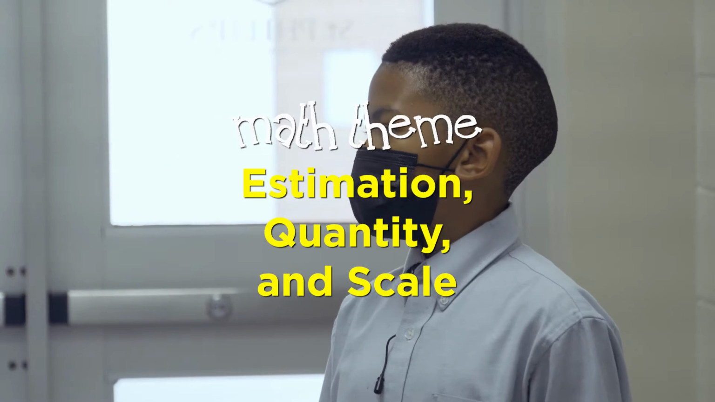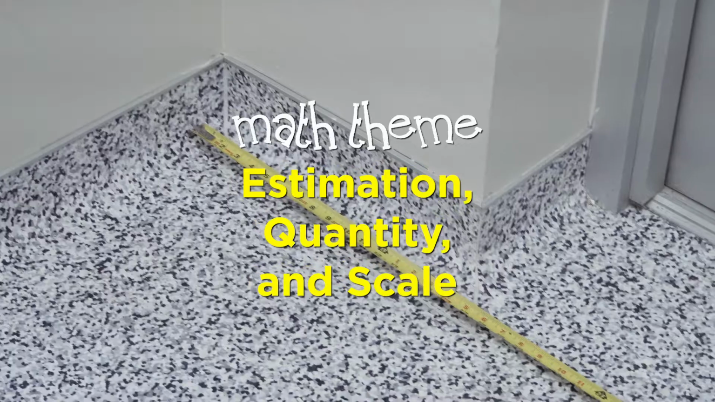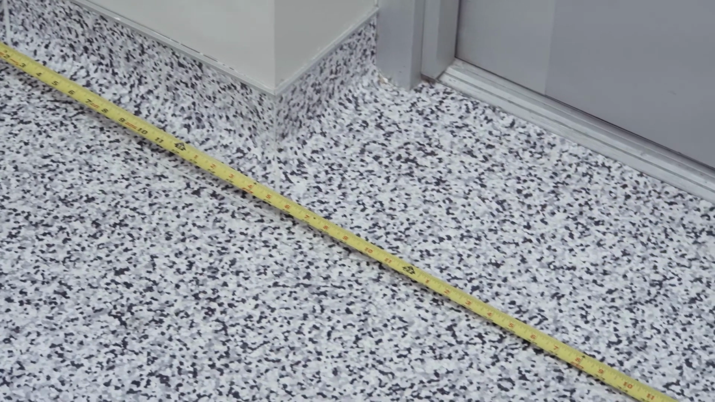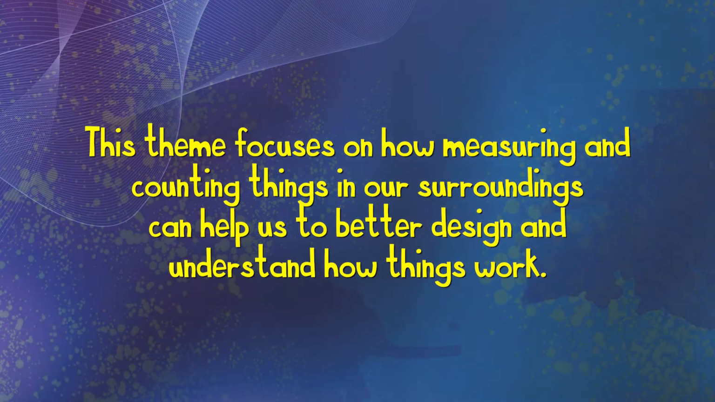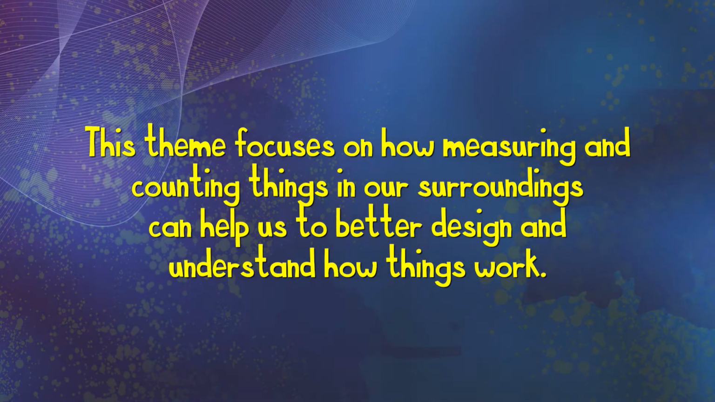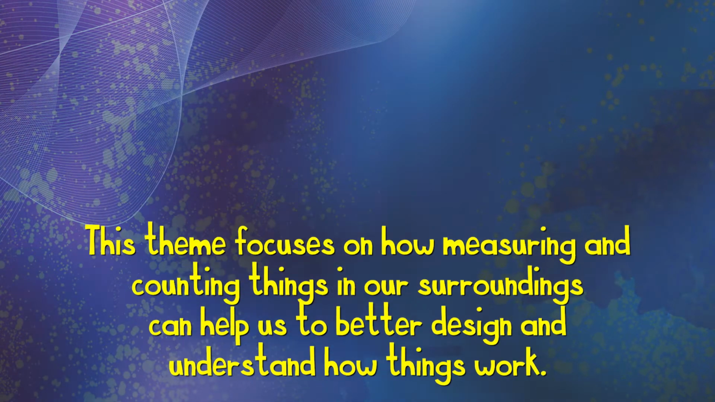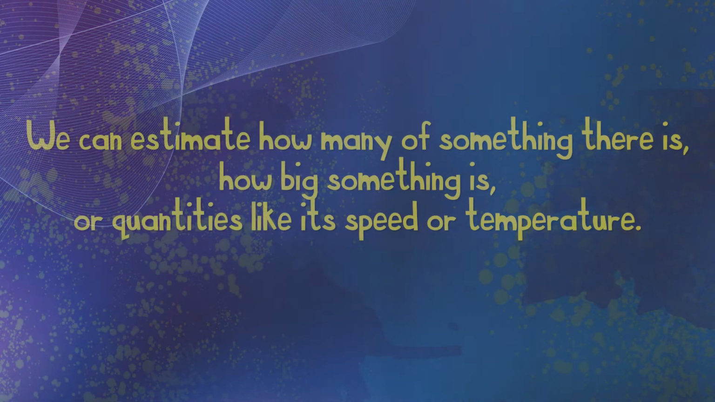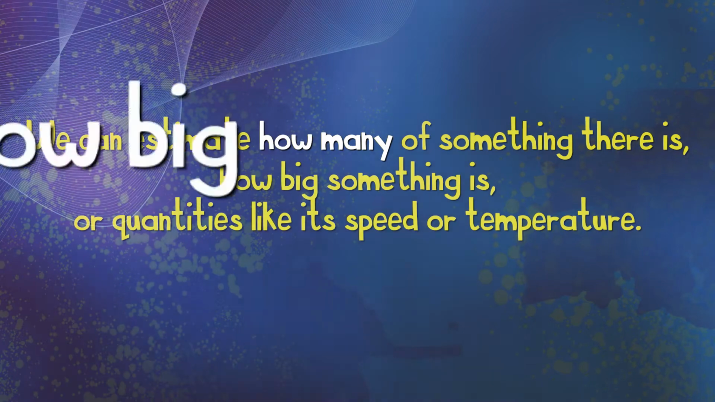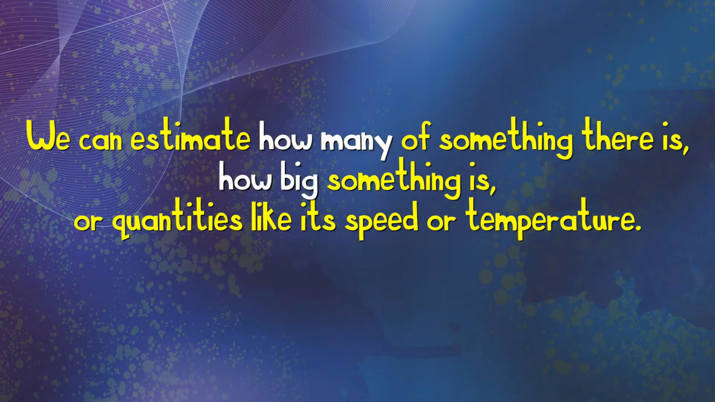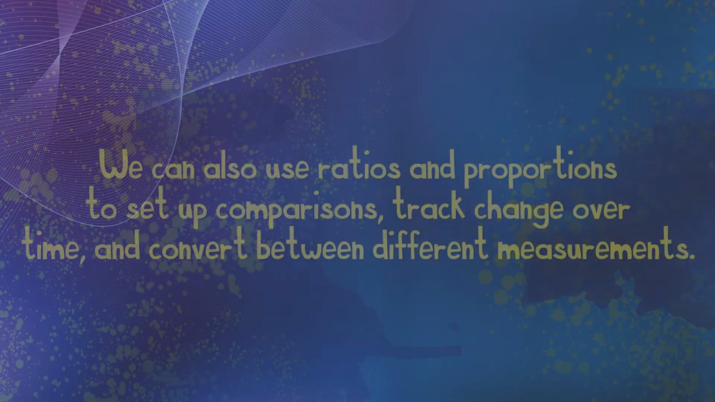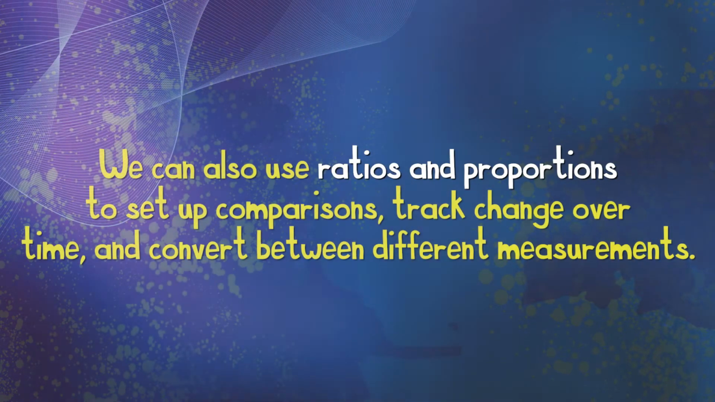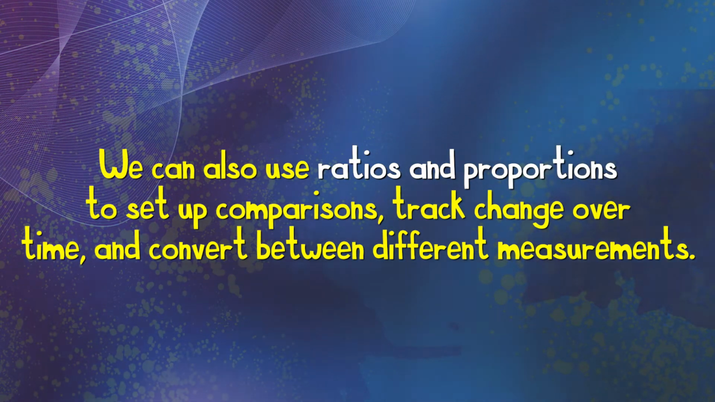One math theme is estimation, quantity, and scale. This theme focuses on how measuring and counting things in our surroundings can help us to better design and understand how things work. We can estimate how many of something there is, how big something is, or quantities like its speed or temperature. We can also use ratios and proportions to set up comparisons, track change over time, and convert between different measurements. Think about who would want to do any of these things.